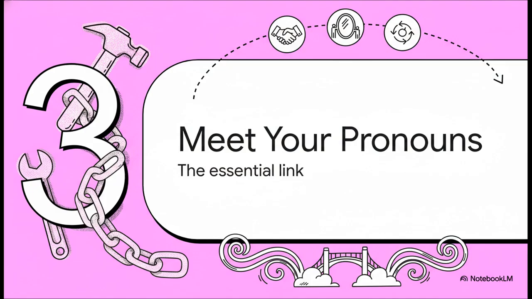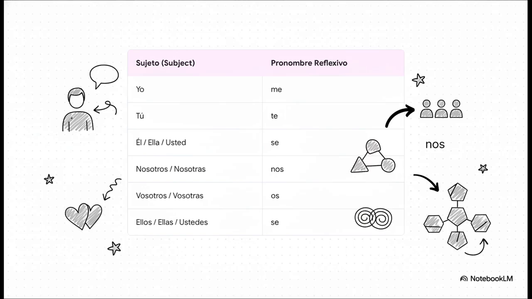All right, so how do we actually build sentences with these things? Well, we need a special set of words called reflexive pronouns. They're the essential link between the person doing the action and the action that's reflecting back on them. And the best news is, these pairings are super straightforward. Every subject pronoun has its own dedicated reflexive pronoun. Yo always goes with me. Tú always goes with te. Nosotros with nos. It is a direct one-to-one match every single time, which makes them so much easier to remember.